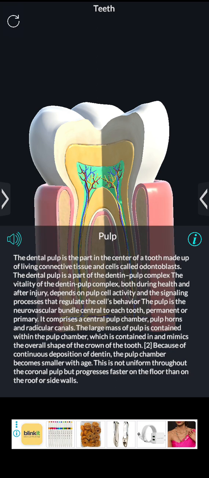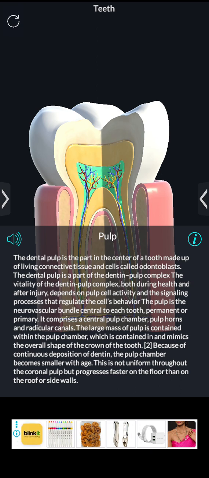The dental pulp is the part in the center of a tooth made up of living connective tissue and cells called odontoblasts. The dental pulp is a part of the dentin pulp complex. The vitality of the dentin pulp complex, both during health and after injury, depends on pulp cell activity and the signaling processes that regulate the cell's behavior.